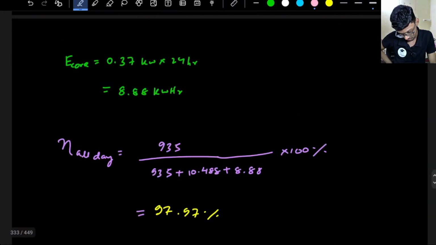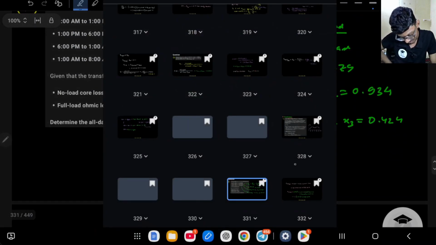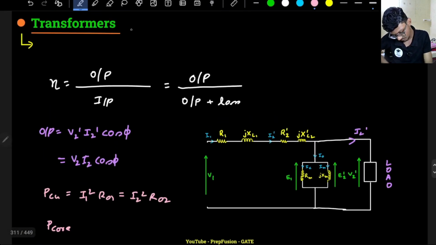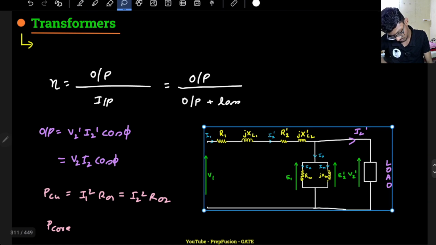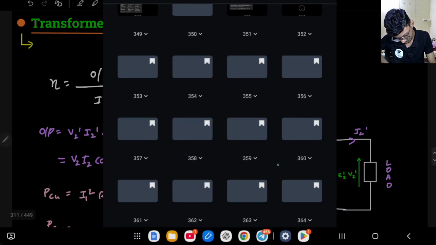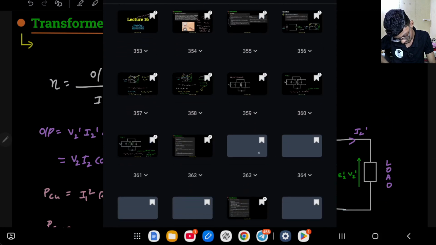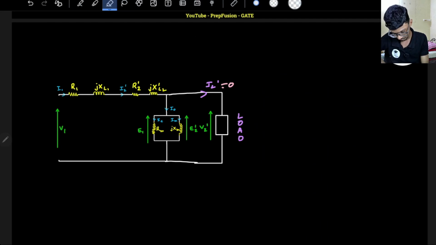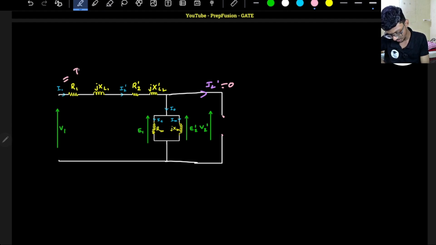Where is the equivalent circuit? Yes, here it is. If the circuit is operating at no load, that means my I2 dash will simply be 0 because there is no load. It is open circuit. So what current will be supplied? Basically only the I0 current. So my I1 will be equal to I0 only.